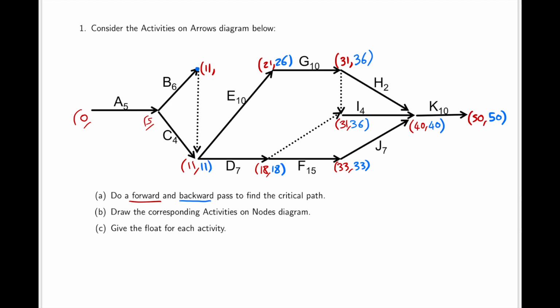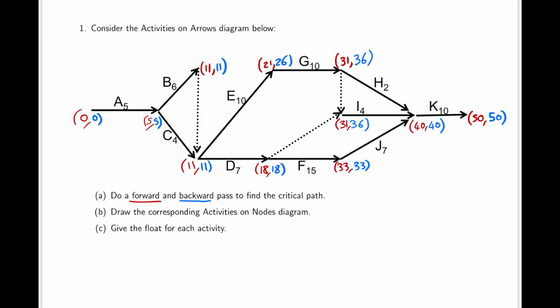Now we can analyse this node. This would be 11 minus 0. This node, this would be the minimum between 11 minus 6 and 11 minus 4, giving us 5. And finally, the starting node, this would be 5 minus 5, which would be 0. And we know we've done right when we finish on a 0. So that has completed the backward pass.